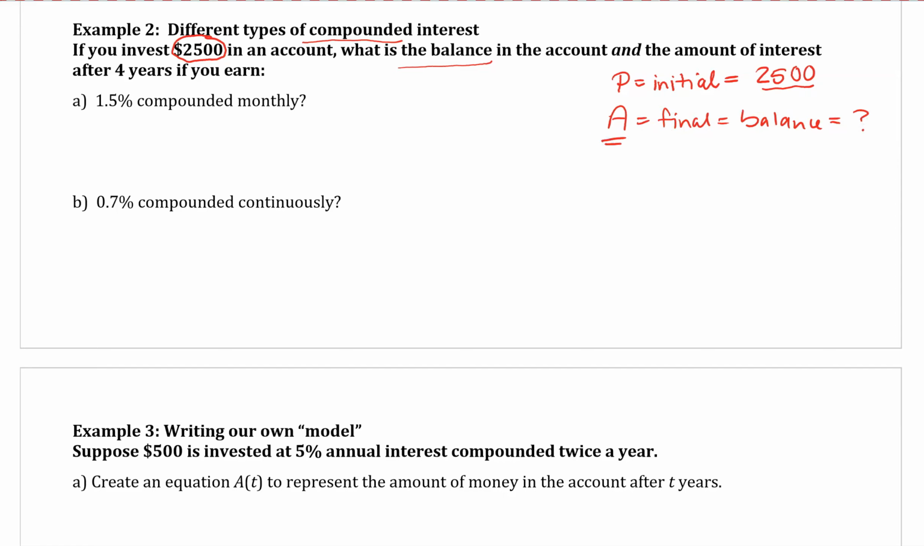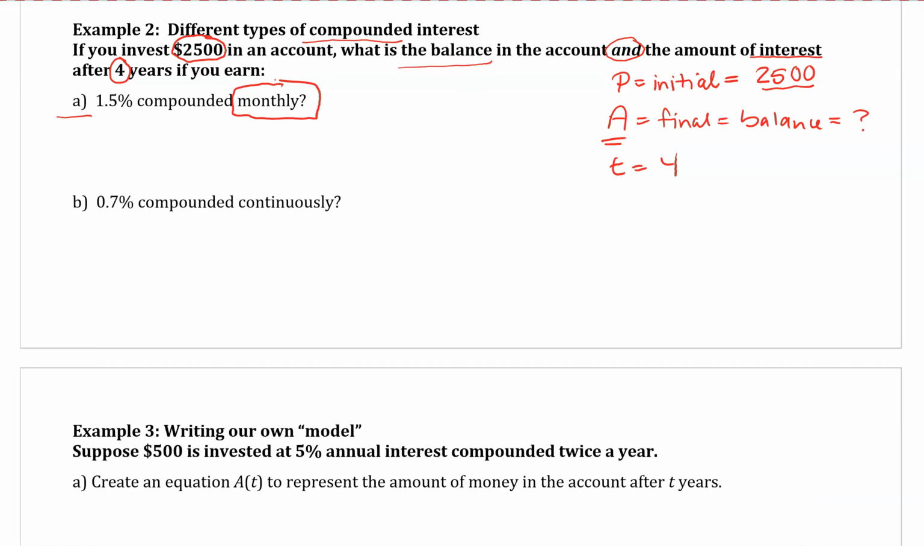And we're going to go ahead and find the amount of interest too, but that'll be a separate part later. So what is the final amount as well as the interest earned after 4 years? Okay, so then T is going to be constant in this case as well. So A is the unknown amount. We're trying to find A when the initial invested amount is $2,500, the time is 4 years, and then in part A, it's saying that it's compounded monthly.